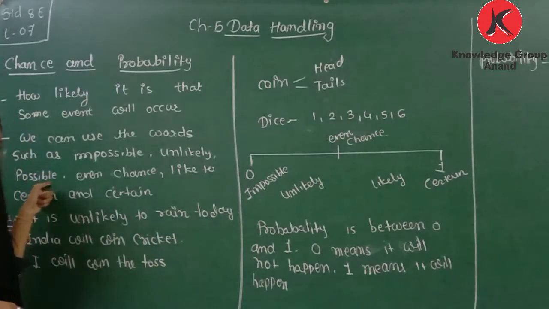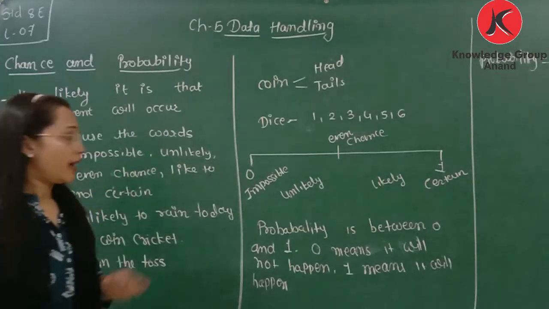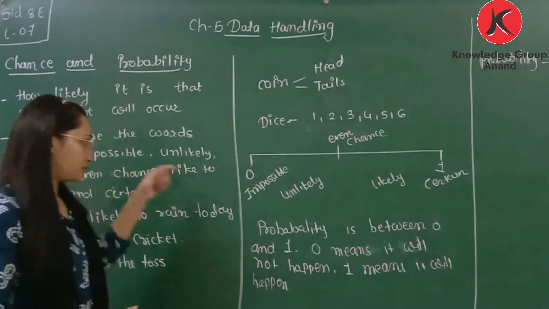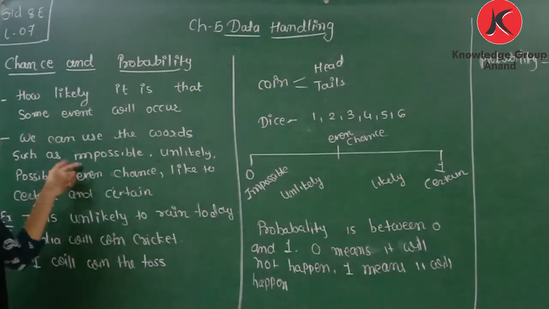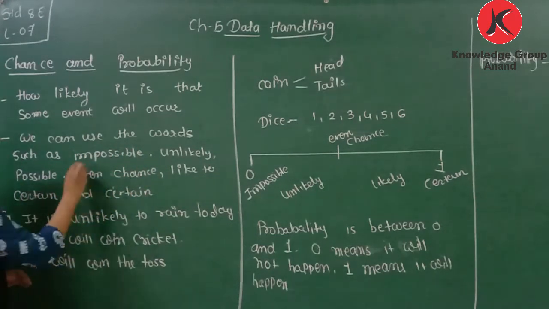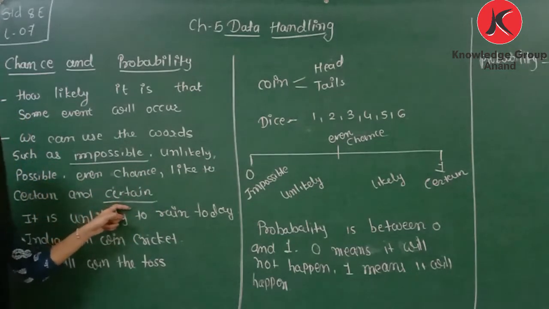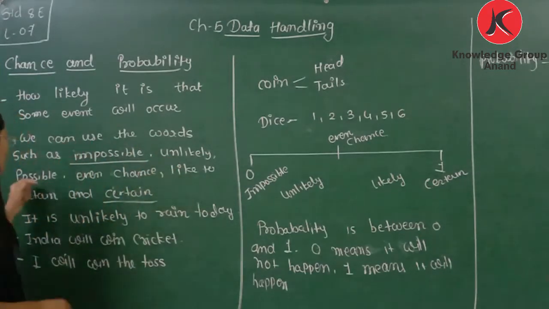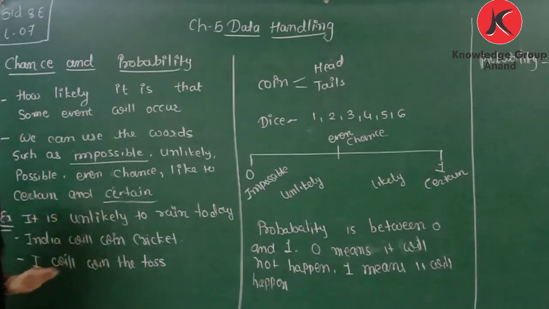Possible means it may happen. Unlikely means the probability of having that condition is not that much, so that's why it is considered unlikely. Now impossible means it is not possible, and certain means it is possible. So there are two extreme conditions, and between them we have unlikely, possible, even chance and likely to certain. Clear? So let's take some examples.